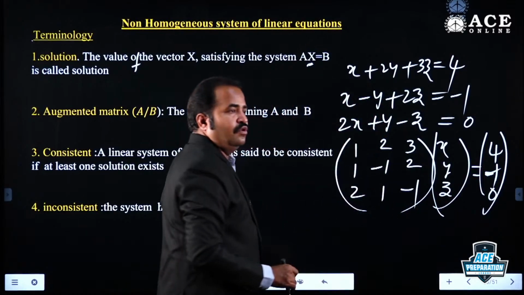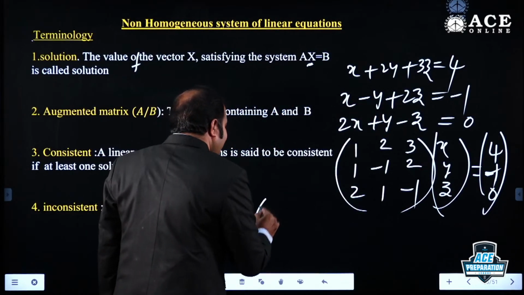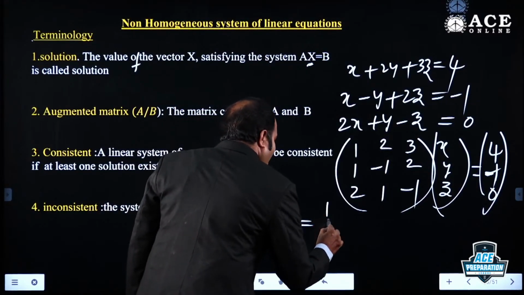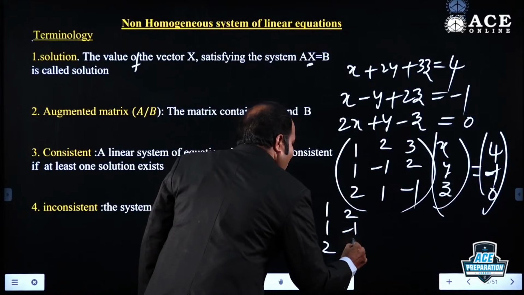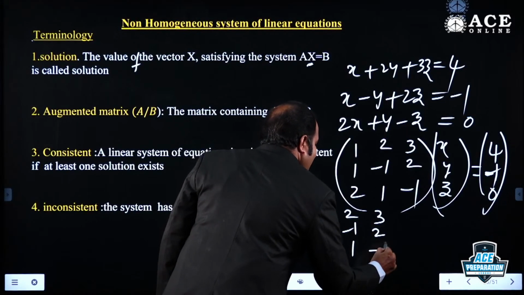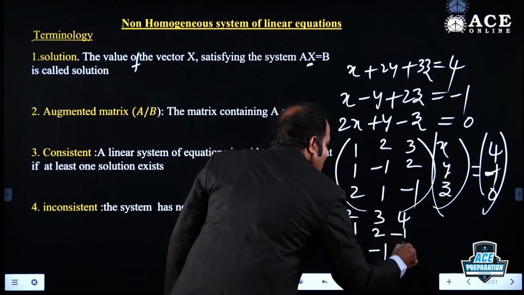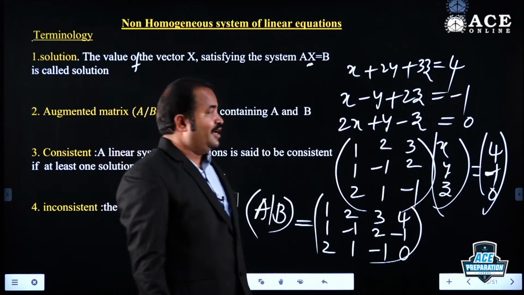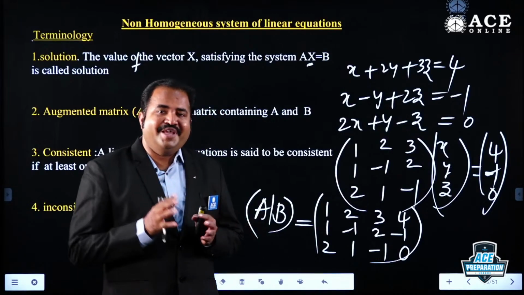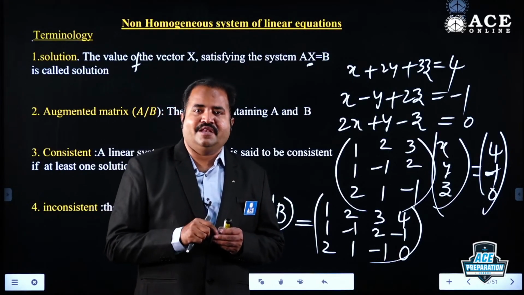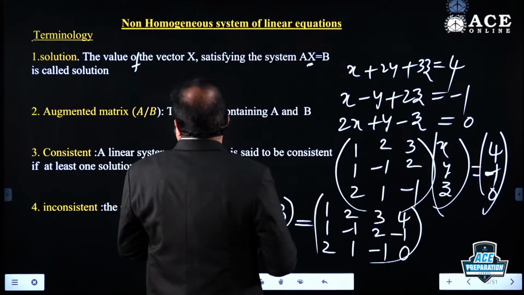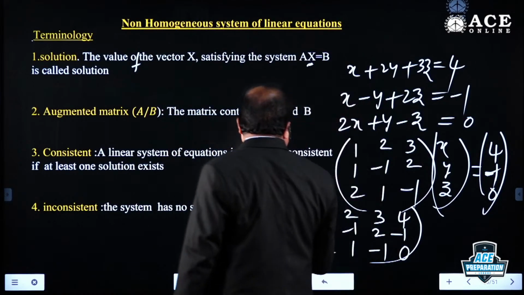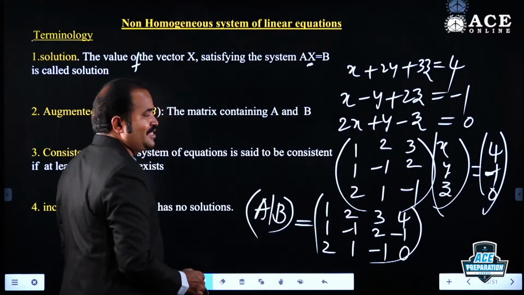So what is the augmented matrix [A|B]? A and B together, that is, rows 1, 2, 3, 4; 1, minus 1, 2, minus 1; 2, 1, minus 1, 0. This is called the augmented matrix. Generally, the number of equations is denoted by m and the number of unknowns, or number of variables, is denoted by n. So the augmented matrix means the matrix containing A and B, like this one, [A|B].